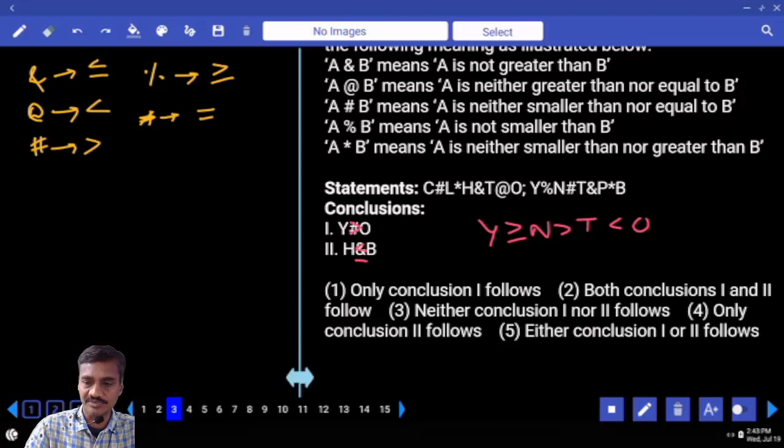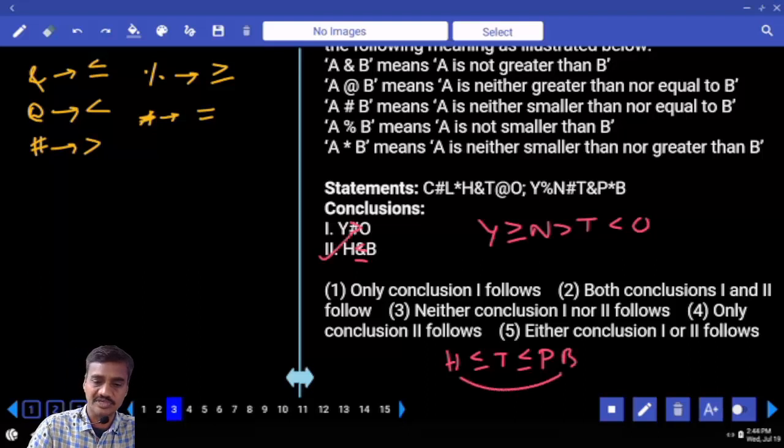Then H and B, H to T, T to B. And H to T, H lesser than or equals to T, and T lesser than or equals to P, and star stands for P equals to B. Now H lesser than or equals to B, definitely true. And so what is your answer here? Only 2 follow, choice 4.